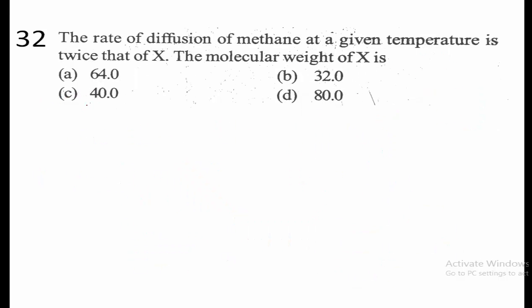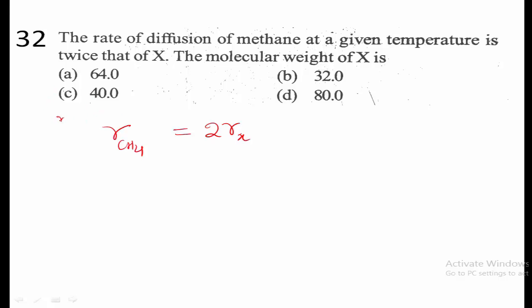32nd, the rate of diffusion of methane at a given temperature is twice that of X. The molecular weight of X is? They have given that the rate of diffusion of methane is twice that of the rate of diffusion of X at a given temperature. So now what is the molecular weight of X that you need to calculate?